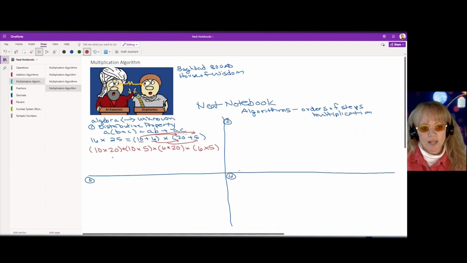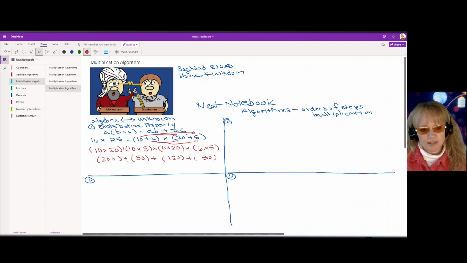All right, so now I'm just going to look inside of each of my parentheses, and I'm going to say 10 times 20 is 200. Keep my parentheses to keep it clean. Plus 10 times 5 is 50. Plus 6 times 20 is 120. Keep my parentheses. Plus 6 times 5 is 30.